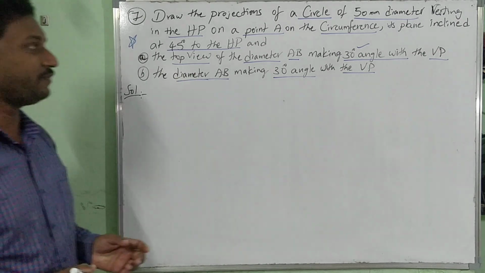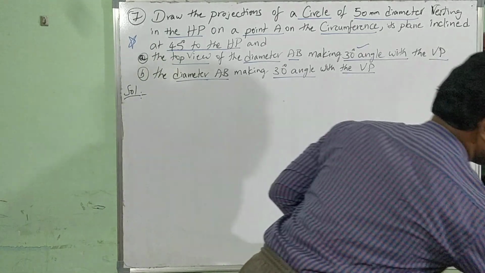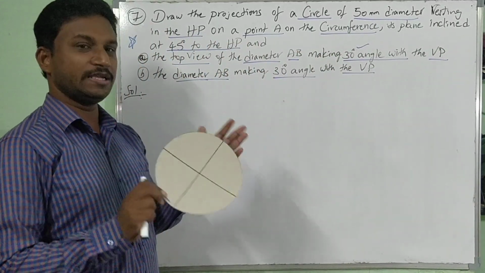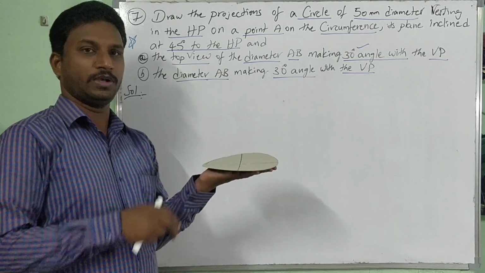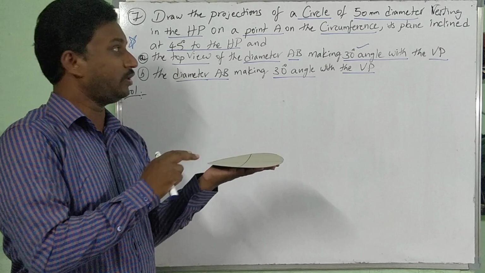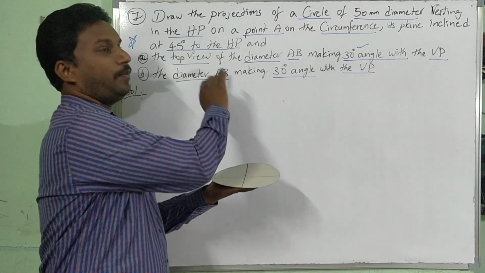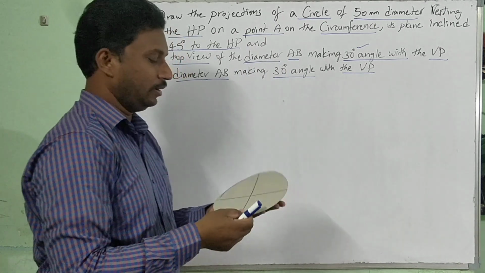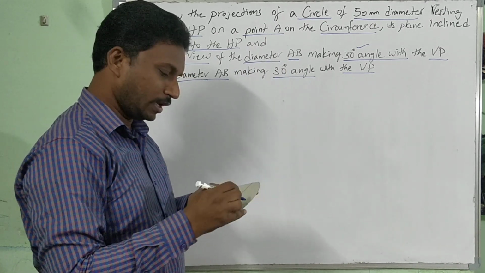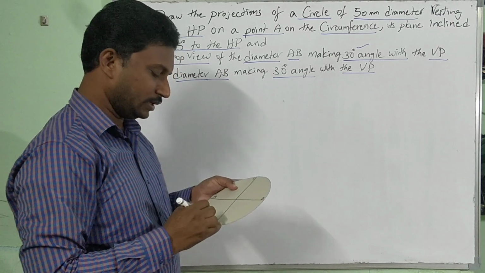Now, projections of a circle of 50 mm diameter resting in the HP. Right, circle is resting in the HP. See, probably I will consider a circle. This circle is resting in the HP completely. Right, this is completely resting in the HP now, as of now. 50 mm diameter resting in the HP on a point A, capital A, right, on a point capital A. See, let me show you this. A, B, C, D.